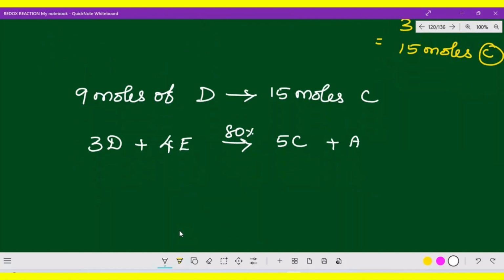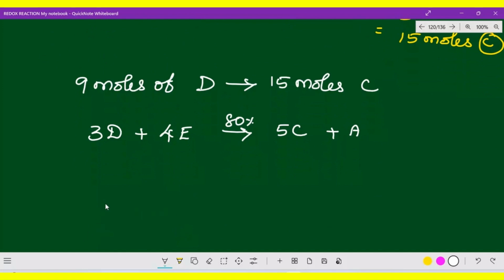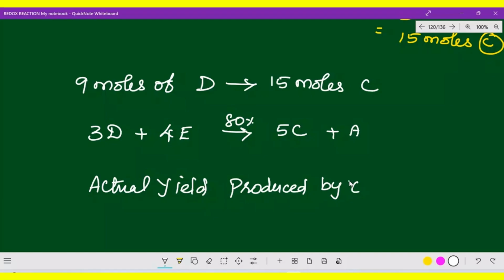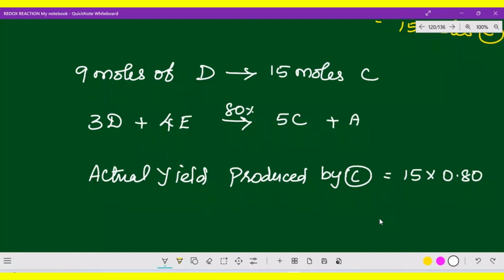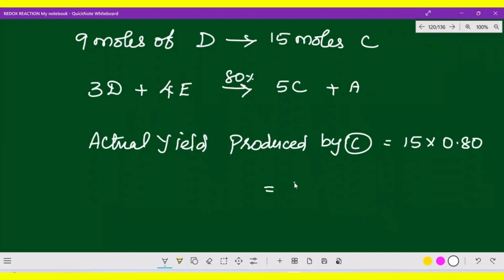So the percentage yield is 80. Therefore, the actual yield produced by C is 15 into 0.80. So you will get 12 moles of C. I hope you got the clarity. So 12 moles of C is the actual yield.